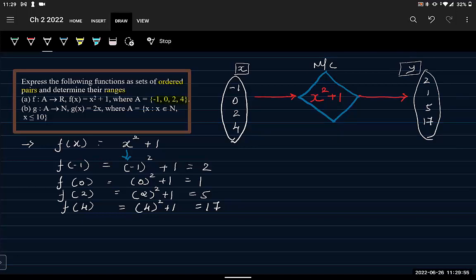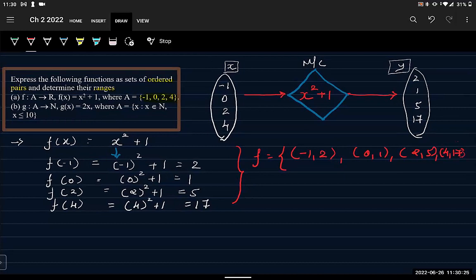So now we can write the given function in terms of ordered pair, and that is f is equals to minus 1 is paired with 2, because when x is minus 1, value of y, that is f of x, is 2. Similarly, 0 is paired with 1, 2 is paired with 5, and 4 is paired with 17. So this will become my final function in terms of ordered pair.